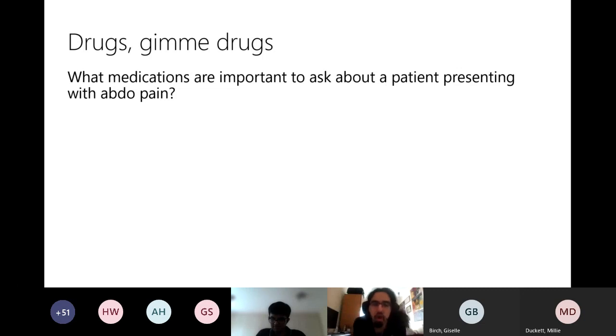So NSAIDs, any other medication. So what other medications or groups of medications can cause ulcers in the digestive tract? Yeah, good. SSRIs and steroids, perfect. Those are the two I was looking for. So SSRIs can often be forgotten about in terms of gastric ulcers. You don't usually co-prescribe PPIs with them, for example, because they're not as high risk as NSAIDs or steroids, but they can cause it as well.